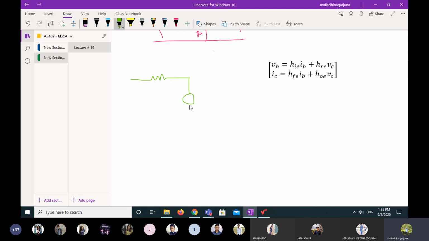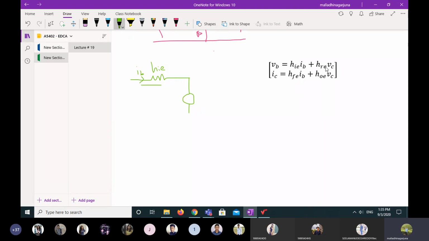So this is the voltage source here. Okay, so this is HIE, and the current is IB. This is the resistance. HIE is input impedance. It means that resistance into current will become, see, this is one drop.